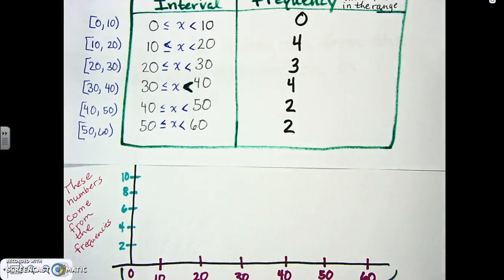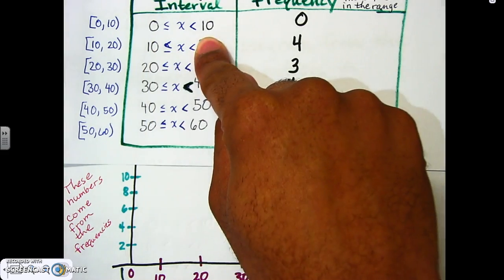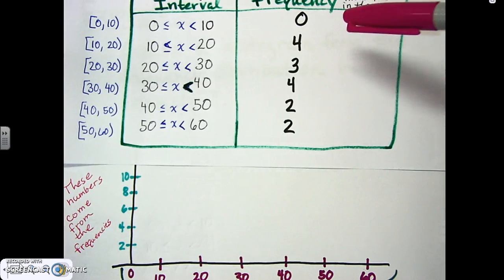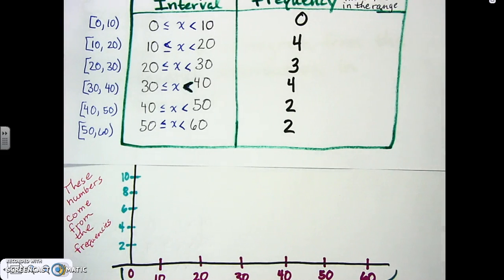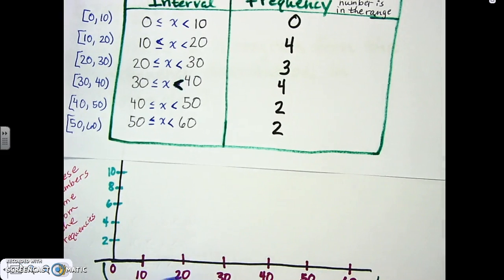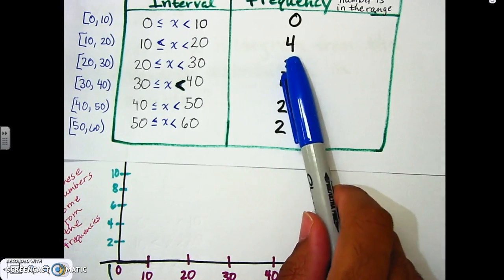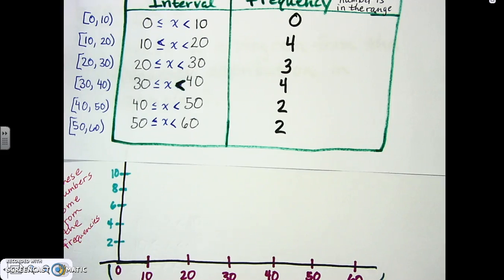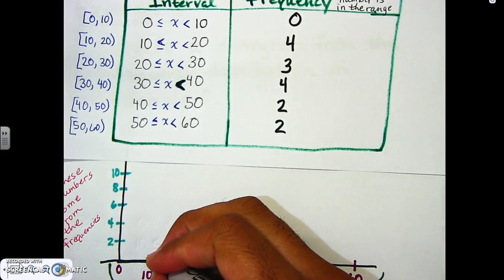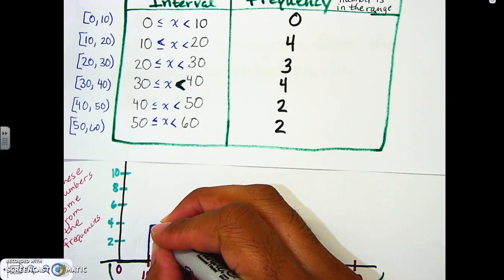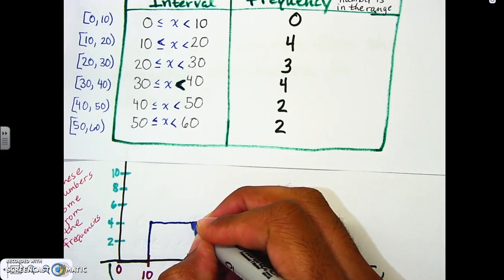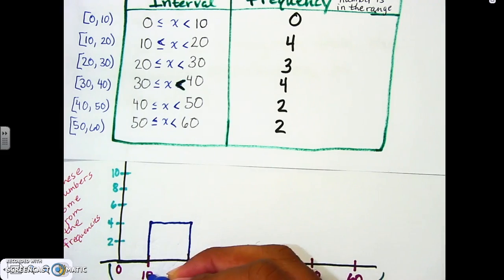All right, so if we talk about from 0 to 10, what was our frequency? It was 0. So that means our frequency stays at 0 down here. We don't really have to do anything there. We just keep it right there at 0. Now, our next one, from 10 to 20, we said that there were 4 numbers between 10 and 20. So when we do our bar, again, there's no spaces. We start here at 10, go up till we get to 4, come around and bring it back down. So between 10 and 20, there were only 4.